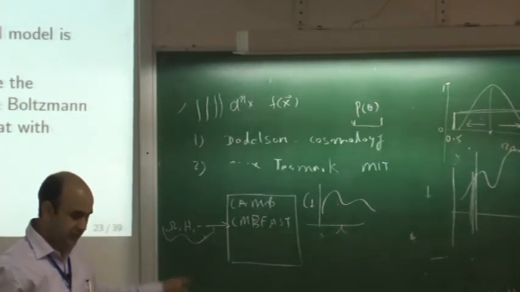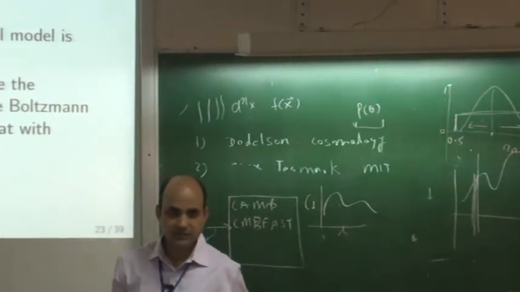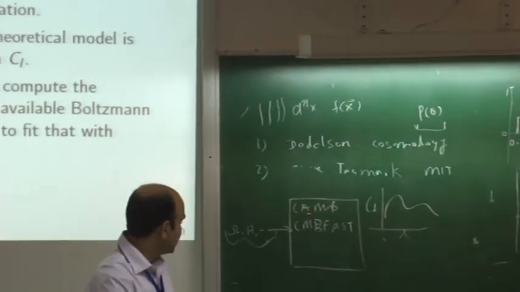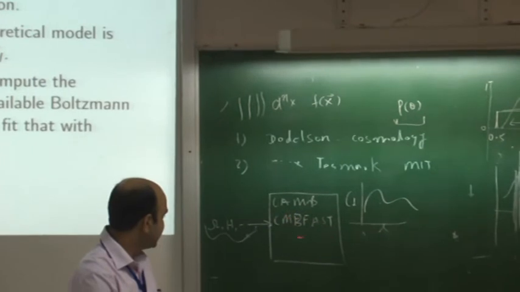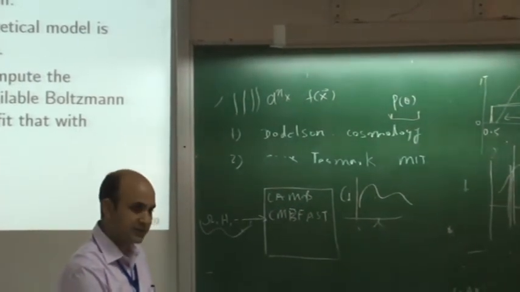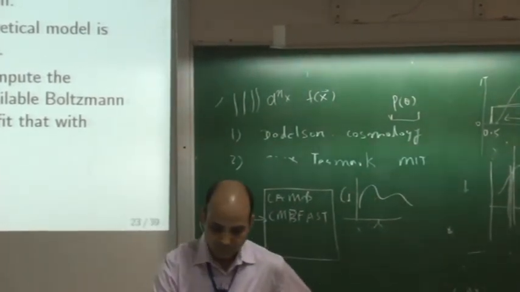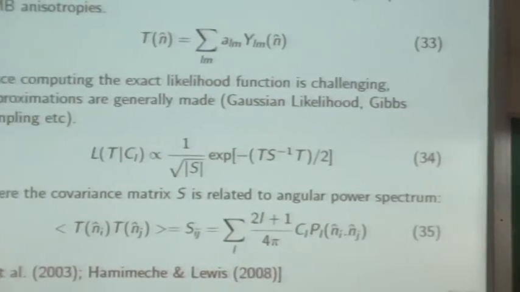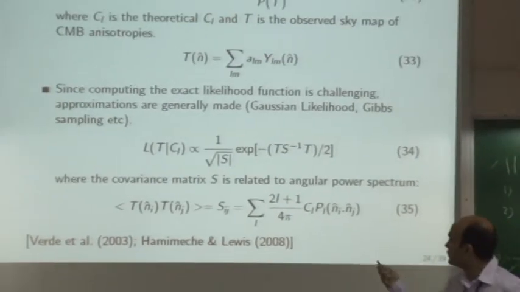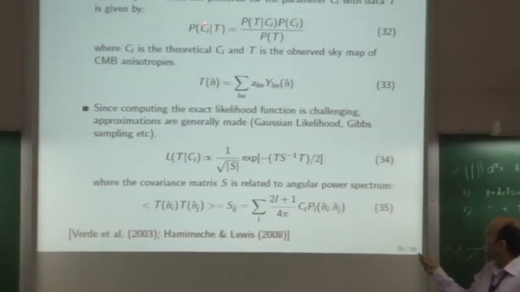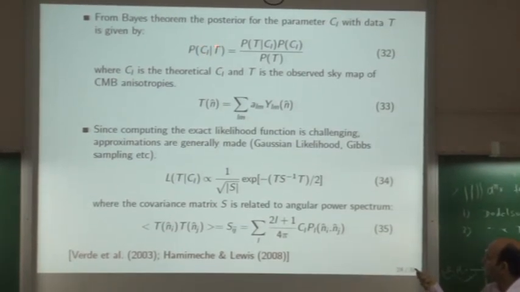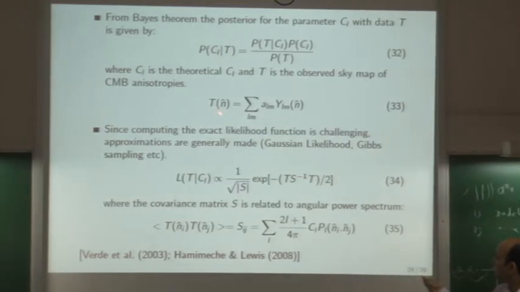Just download it. It's a Fortran code of less than 1 megabyte in size, and you can run it. You need a Fortran compiler for this one. CMBFAST was written earlier, and CAMB is a recent one. So you compute these CLs, and then you use this Bayes theorem here. The theoretical parameters give our CLs, and the data is our CMB temperature.